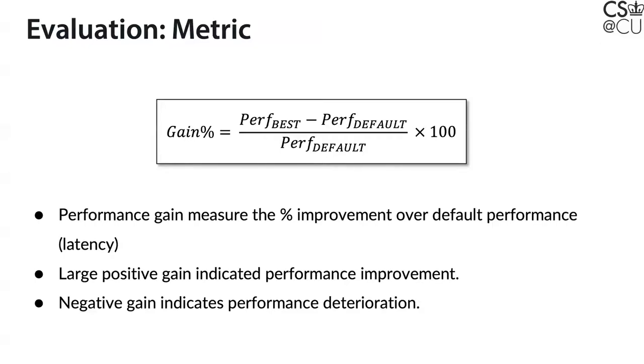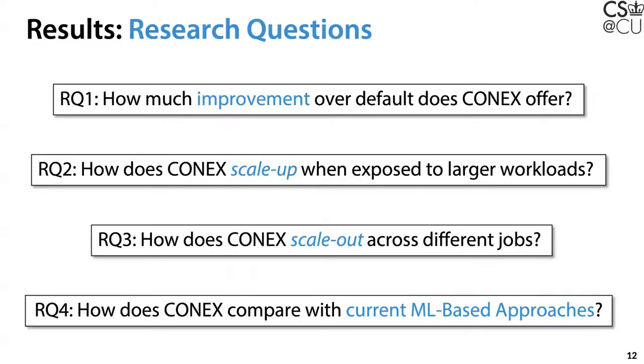In order to evaluate if the newly generated configuration or the best configuration discovered so far is better, we use what's known as gain. The gain measures the percentage improvement over the default configurations, as shown by this expression here. And in accordance to this expression, a large positive gain indicates that the performance has improved over the default, and a negative gain would indicate that there is a performance deterioration.